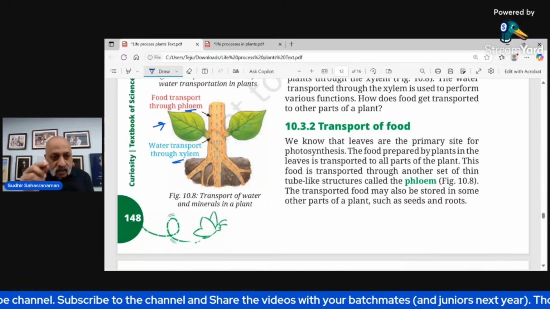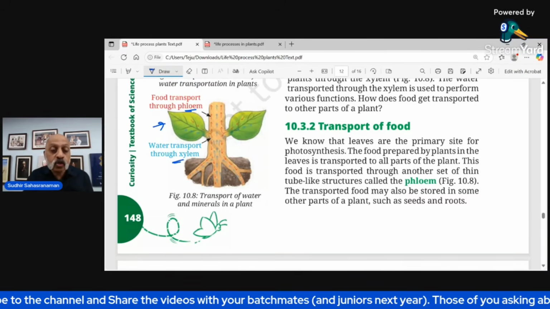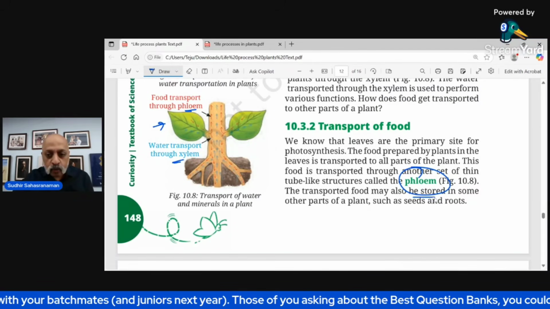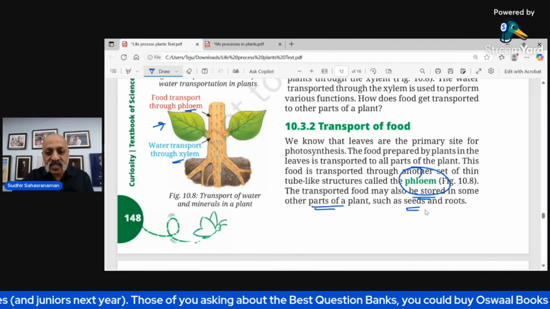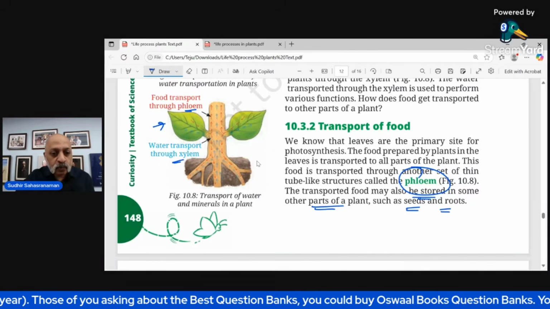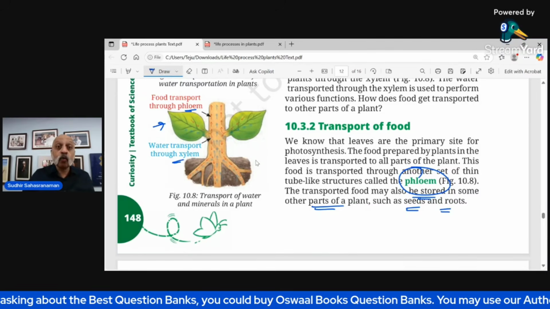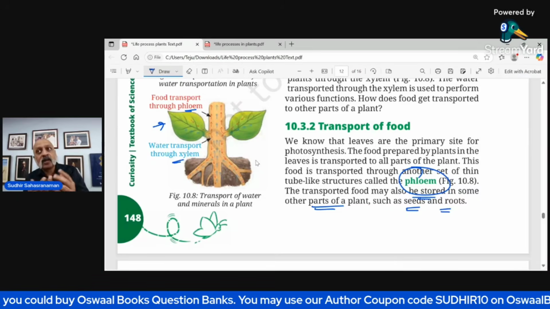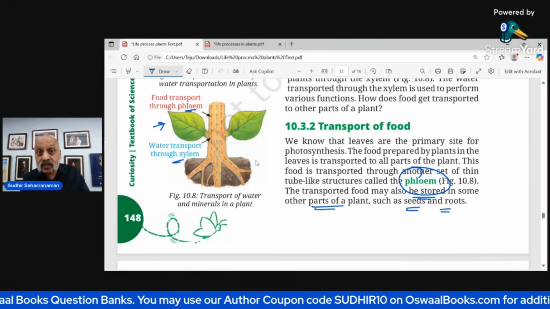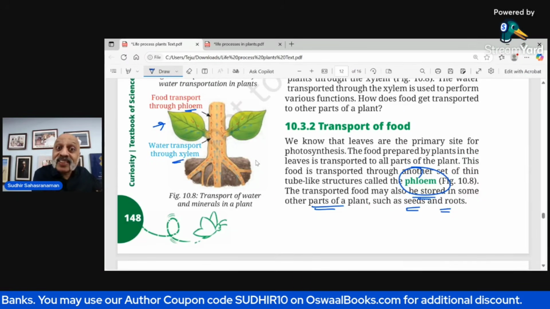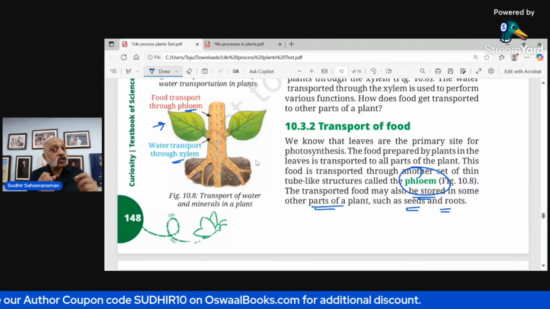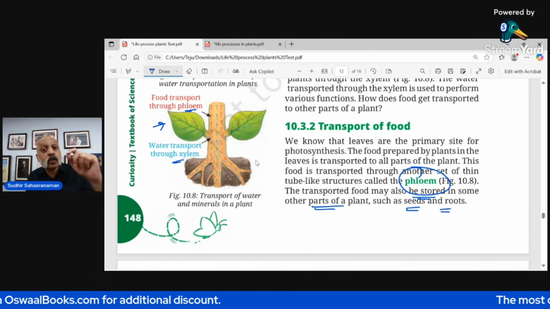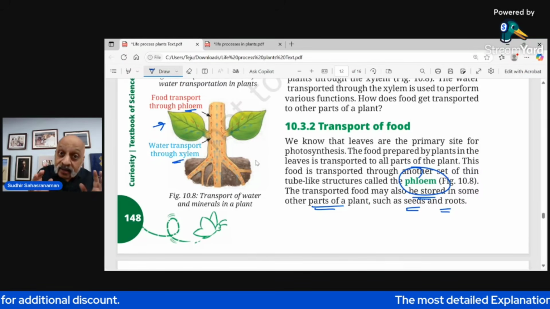So food is transported through these tube-like structures called the phloem, and it may also be stored in some other parts of the plant, such as seeds and roots. For example, many fruit bearing plants have seeds, so food may be stored there. Some plants, like groundnuts, store food in the seeds and in the roots. So food can be stored in various parts, but it's all transported through tube-like structures, which are called the phloem.